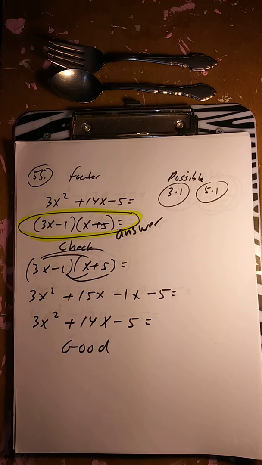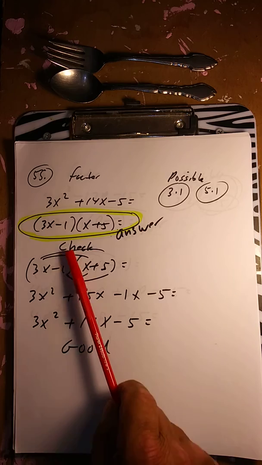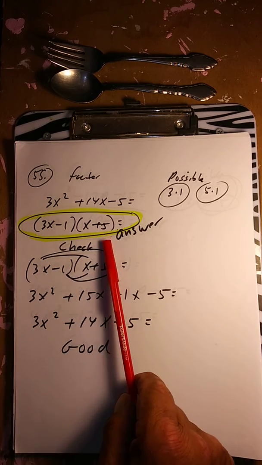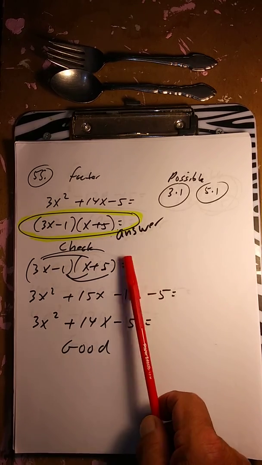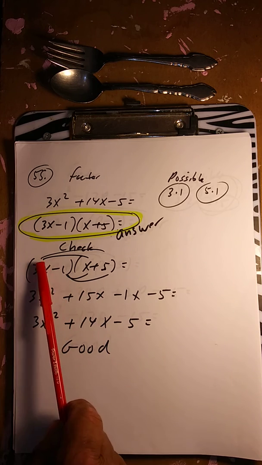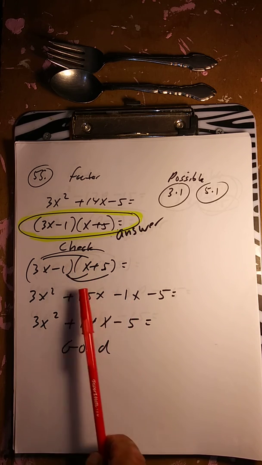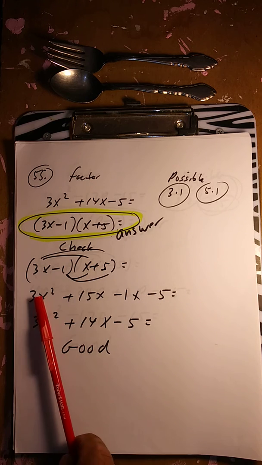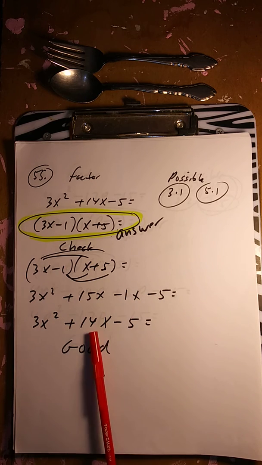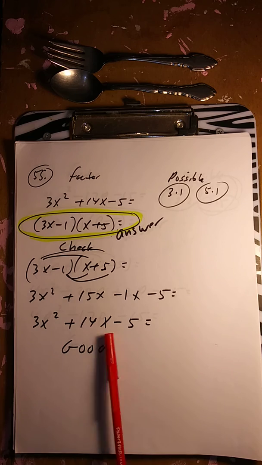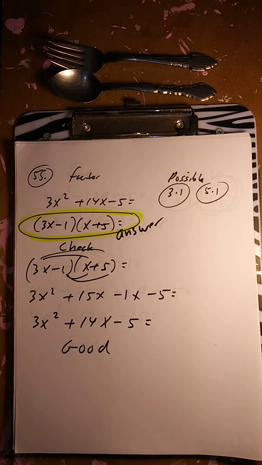This one. Factor this one. 3, 1, 5, 1. That's it. Set it up. 3x minus 1, x plus 5, maybe. Let's check it. You always have to check it. So 3x times x is 3x squared. That turns out is 15x. This turns out is negative 1x. That turns out is negative 5. 3x squared plus 14x minus 5. 3x squared plus 14x minus 5. It's right. It's the answer.